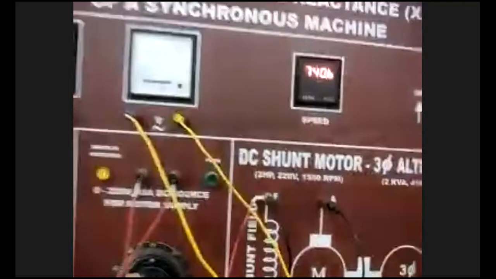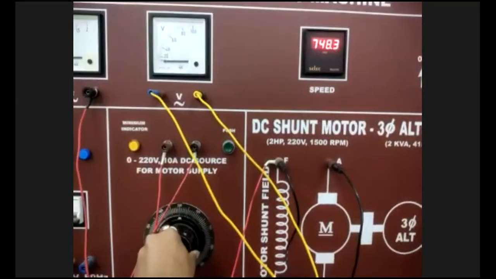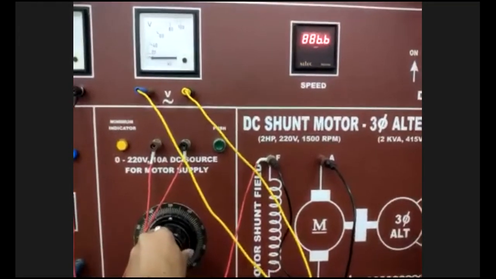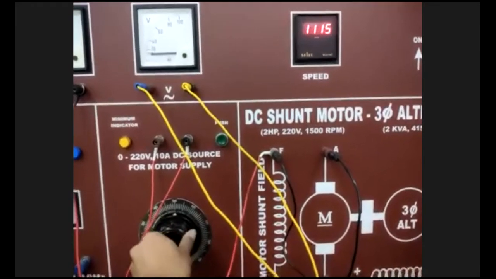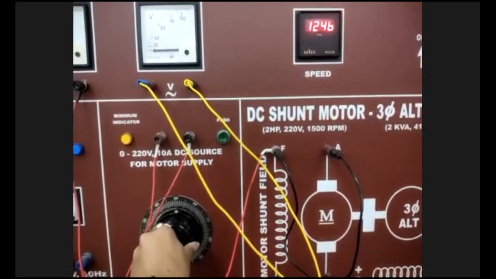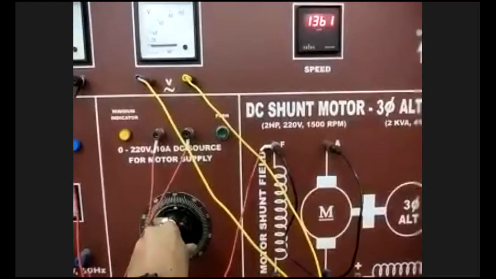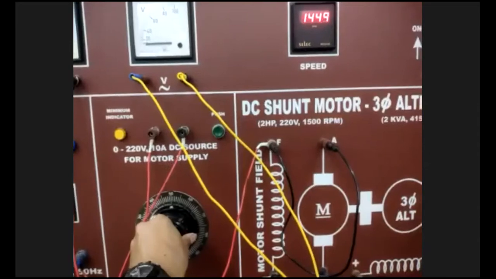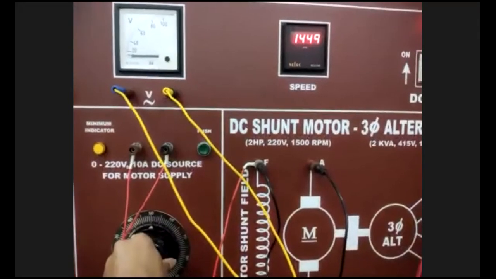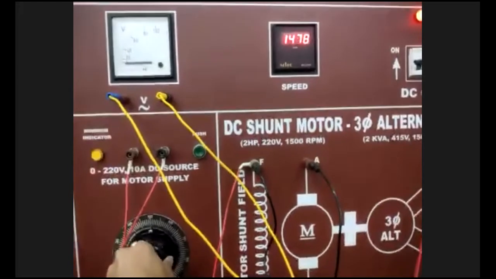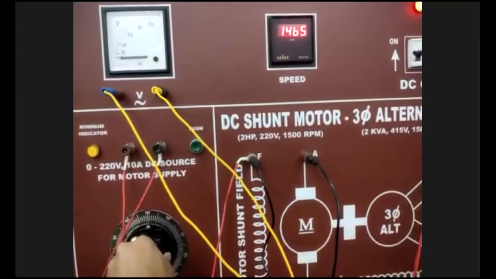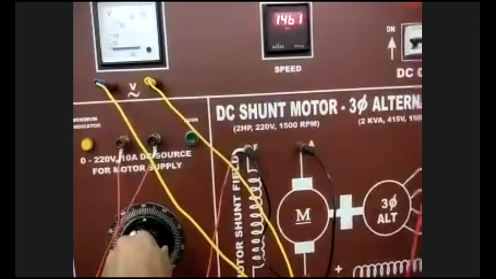740. Again, I am increasing the variac. You can clearly see that as I increase it, simultaneously the speed of the motor is increasing. Yes or no? Yes, sir. The speed is increasing: 1200, 1300, 1400. Motor is running, slightly less than the synchronous speed. 1470.